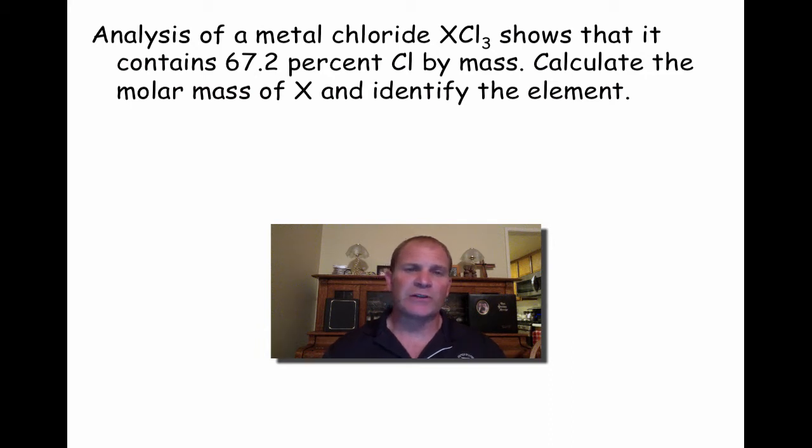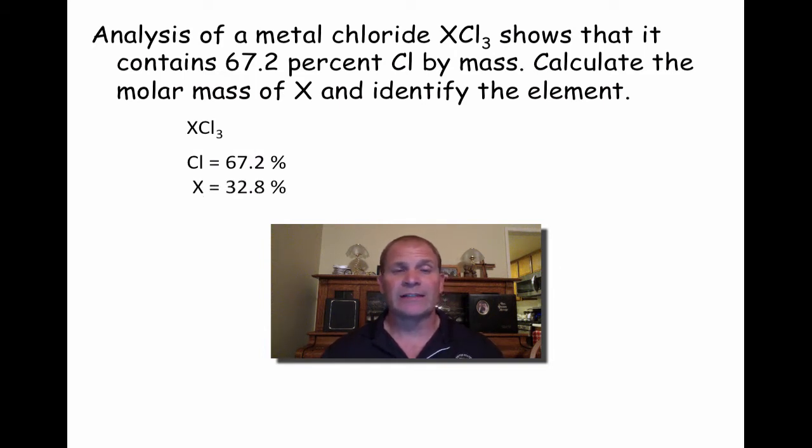So in this situation, you do a Google Map technique. As you go through a word problem, always identify what you know and what you're solving for. First, we know that the formula for the compound we're working with is XCl3. One thing we see here is a mole to mole ratio: there is 1 mole of X for every 3 moles of chloride. Next, the chloride makes up 67.2% of this whole compound. Therefore, my X must make up 32.8%, since the X and the chloride make up 100% of the compound.